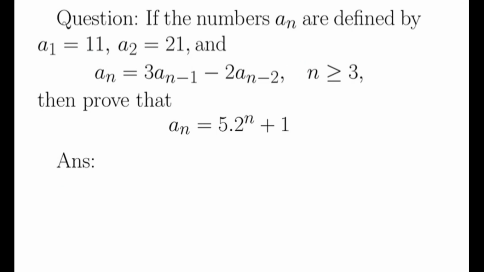In this video, we have a very interesting problem. The numbers a_n are recursively defined by a_n = 3a_{n-1} - 2a_{n-2}, and we have a_1 = 11 and a_2 = 21. Then we need to show a_n = 5 times 2^n + 1.